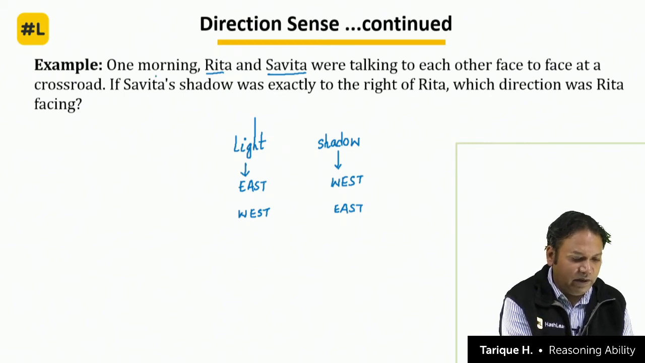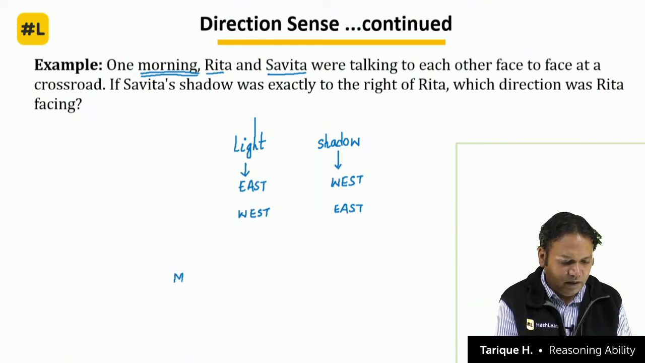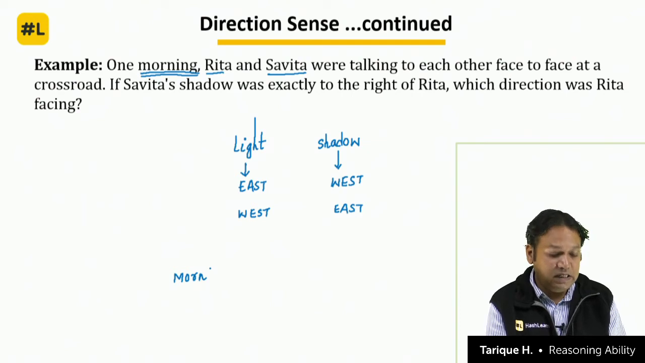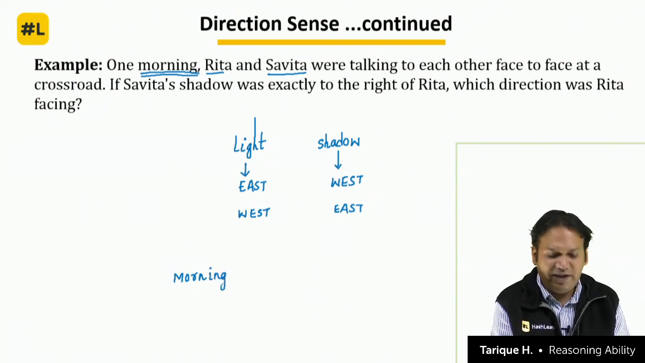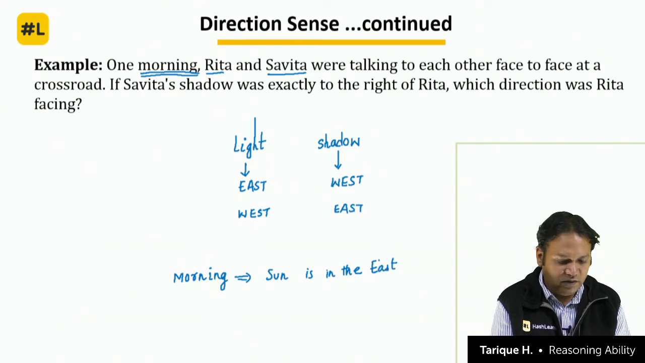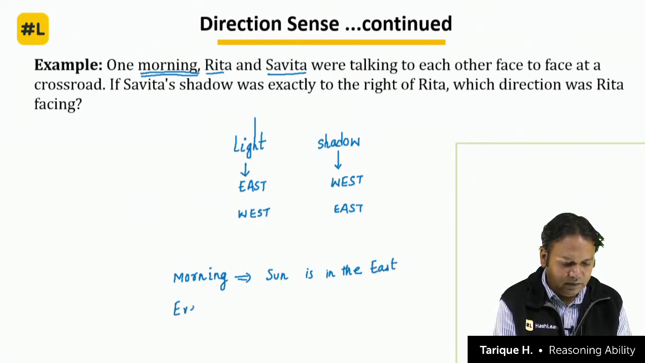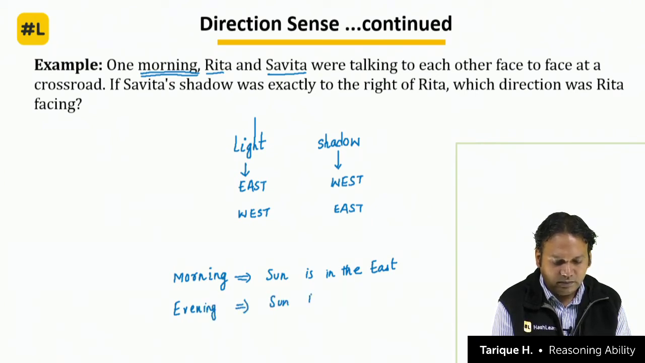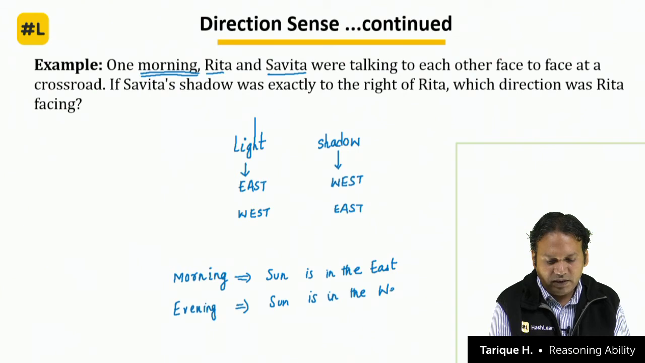What we should know from our basic GK is that in the morning, the sun is in the east direction. Morning can be any time up to 12 o'clock. We say morning, sun is in the east, and in the evening, sun is in the west. That's a very basic thing that all of us know.